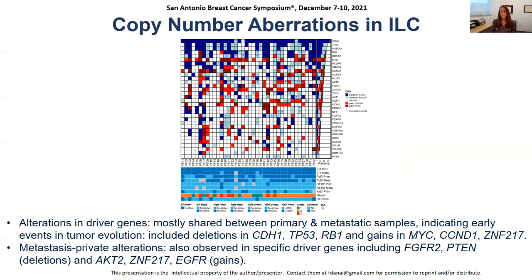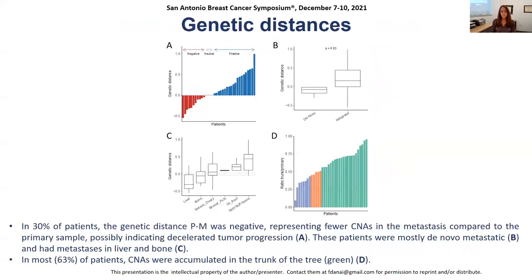Alterations in driver genes were mostly shared between the primary and metastatic samples, indicating early events in tumor evolution. Metastasis private alterations were also observed in specific driver genes, such as FGFR2. In 30% of patients, the genetic distance from primary to metastasis was negative, representing fewer copy number aberrations in the metastasis compared to the primary sample, which was a possible indicator of decelerated tumor progression.